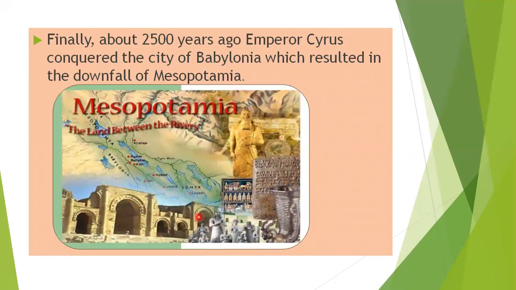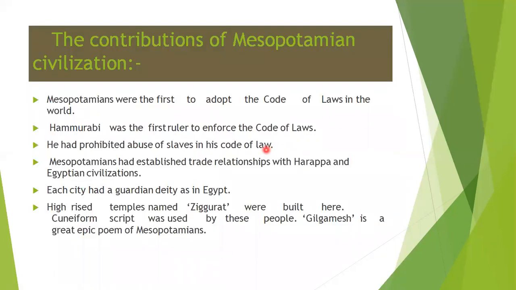Finally, about 2,500 years ago, the empire of Cyrus conquered the city of Babylonia, which resulted in the downfall of Mesopotamia. It is the last stage of Mesopotamia.